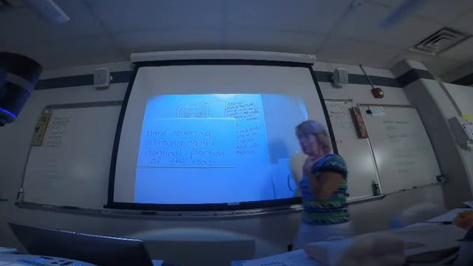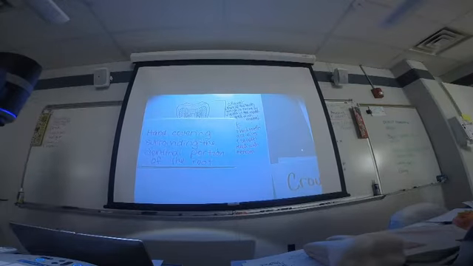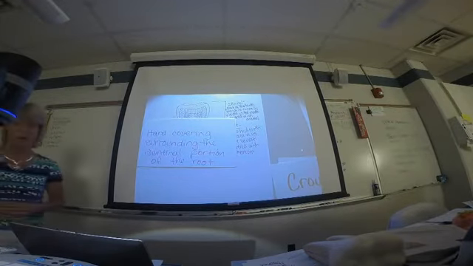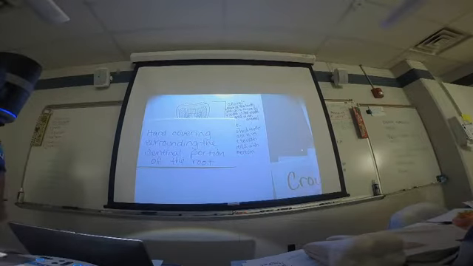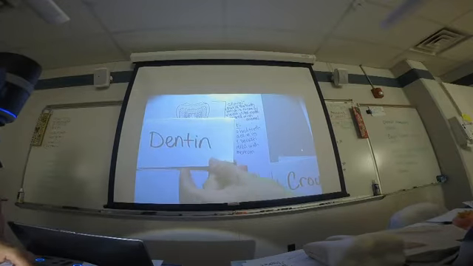So we said dentin is what makes up the tooth itself. And then it's got a hard covering that's the hardest substance on the part that we see, that we chew with, and that's called enamel. And the root is covered with something called cementum. Now we're going to make a card for dentin.